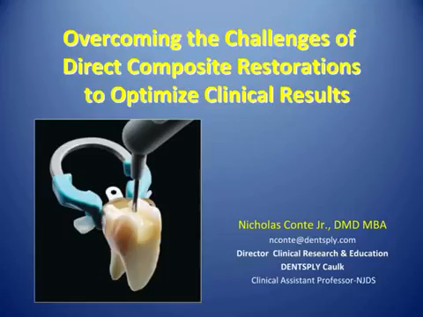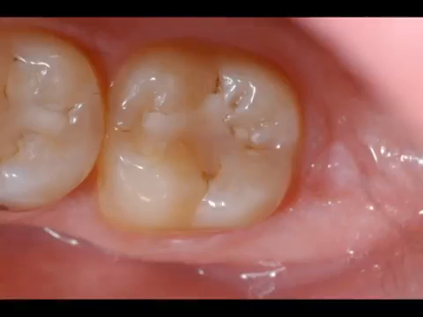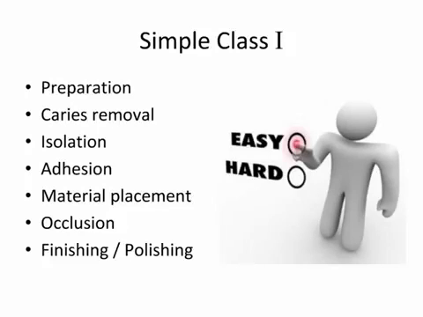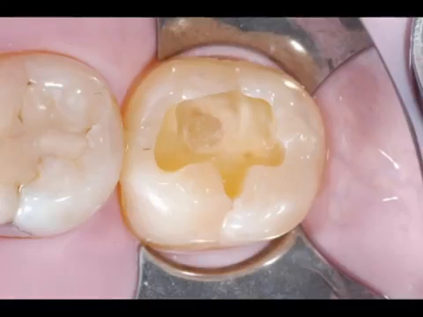So when we start out here, we'll take a look at a simple class one restoration. If we had a choice in the morning when we walked into an operatory whether we would hit an easy or a hard button, most of us would probably hit the easy button for a class one. Even recognizing that preparation, caries removal, isolation, adhesion, material placement, occlusion, and finishing and polishing all factor into the clinical outcome, we still generally recognize this as a reasonably simple procedure to do, or at least that's how we would categorize it.